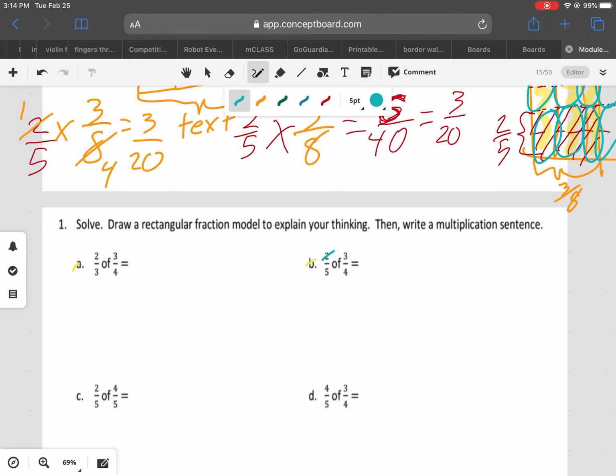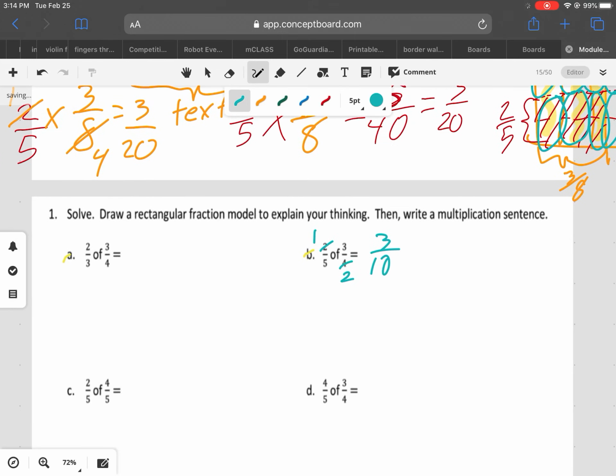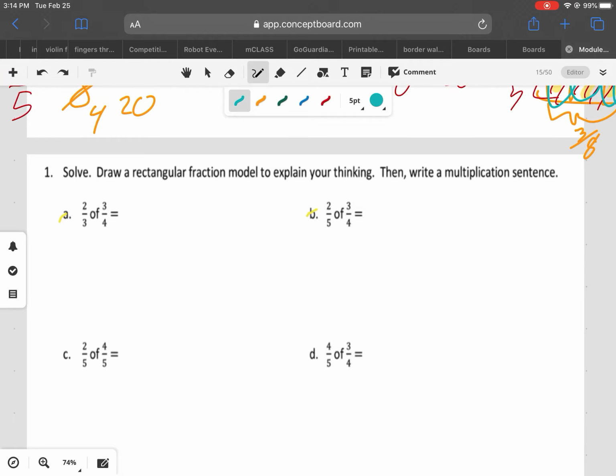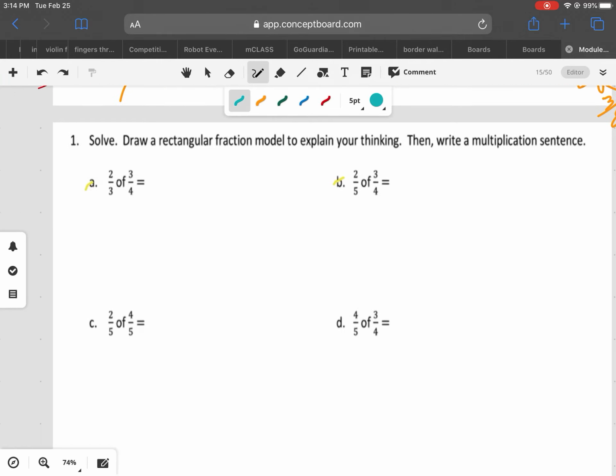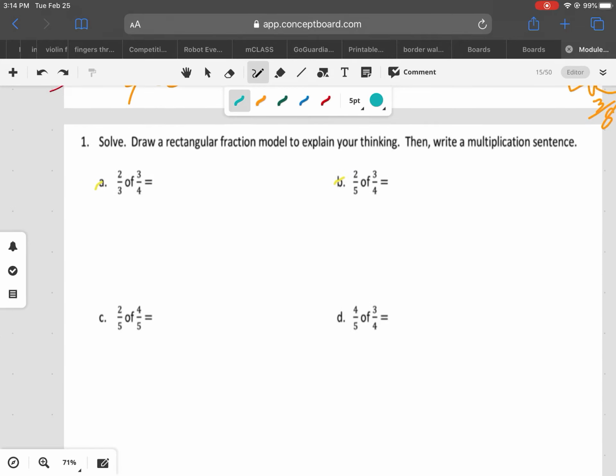Draw a fraction model to explain. I will draw a couple of them, but some of them you can do quickly by cross-canceling. That's 1, that's 2, and my answer is going to be 3/10. Oops, I gave you the wrong answer. I gave you the answer. No, no. Just kidding. Oh, I did give you the answer.